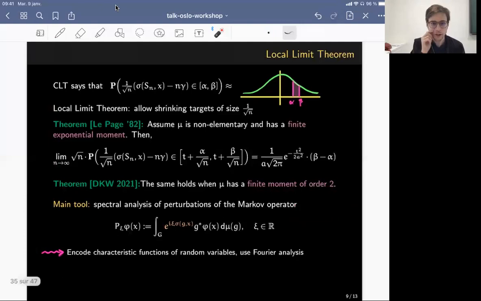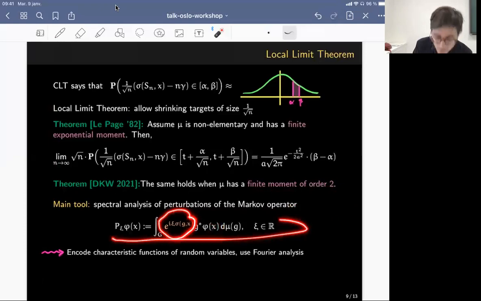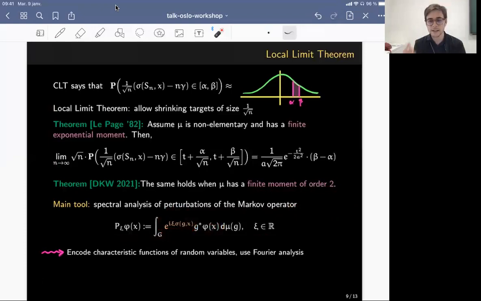So the main tool, actually the main player here, is a family of operators which are called the perturbed Markov operators. Remember, before we had this averaging operator on functions, that is the Markov operator given by this averaging. And now we consider a perturbation of this operator where we add this weight here that depends on the cocycle. This is a standard technique in probability theory, or in this world of random walks on groups. Just an important remark: we consider only purely imaginary perturbations. Due to the moment conditions, we can only perturb along the imaginary axis. But this is enough for us. So why is this useful? Because this allows us to encode the characteristic functions of random variables.